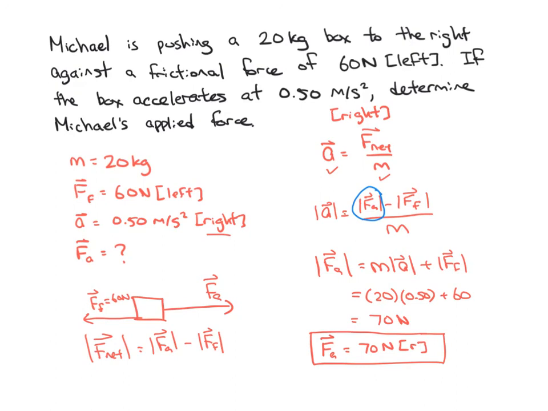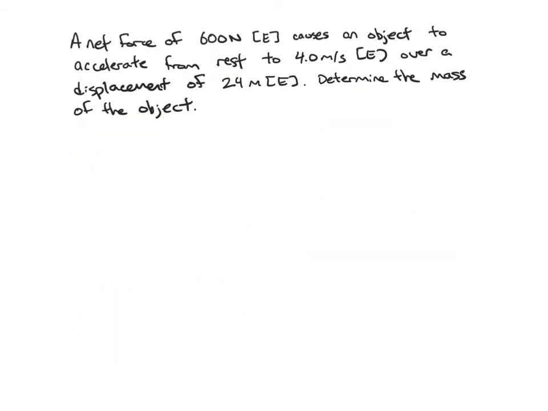Okay, so there's a second example, which is a bit more complicated than the first one. And then my third example is a little bit more complicated as well. So it says a net force of 600 newtons east causes an object to accelerate from rest to 4 meters per second east over a displacement of 24 meters east. Determine the mass of the object.